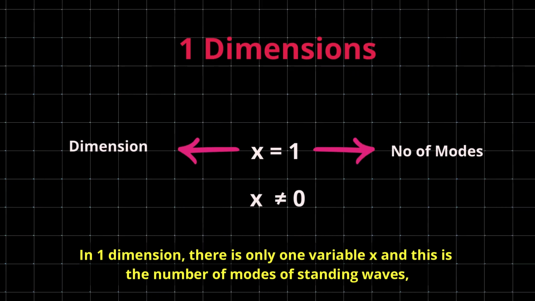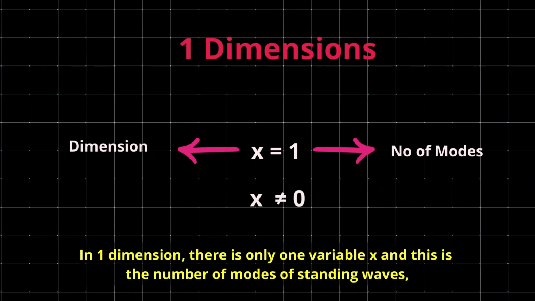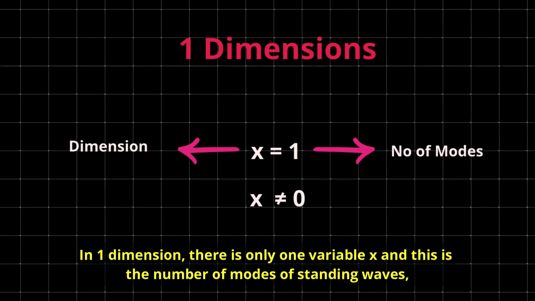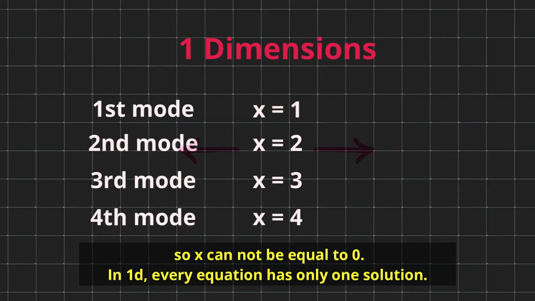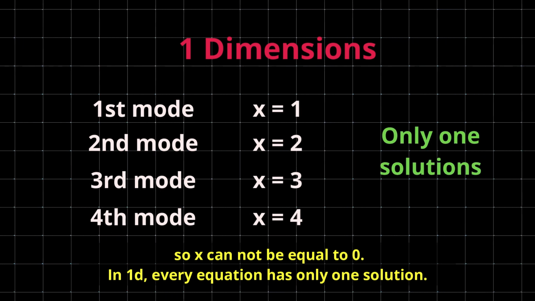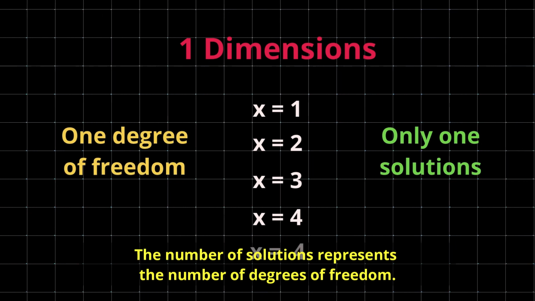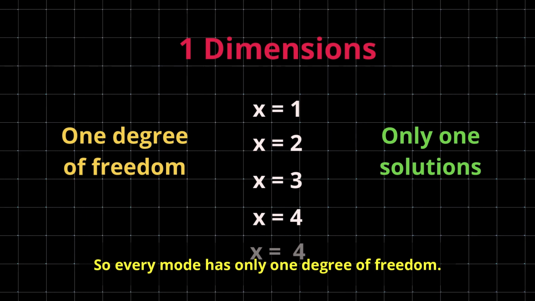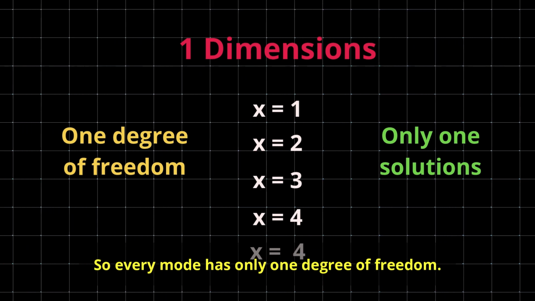In one dimension, there is only one variable, x, and this is the number of modes of standing waves. So x cannot be equal to 0. In 1D, every equation has only one solution. The number of solutions represents the number of degrees of freedom. So every mode has only 1 degree of freedom.